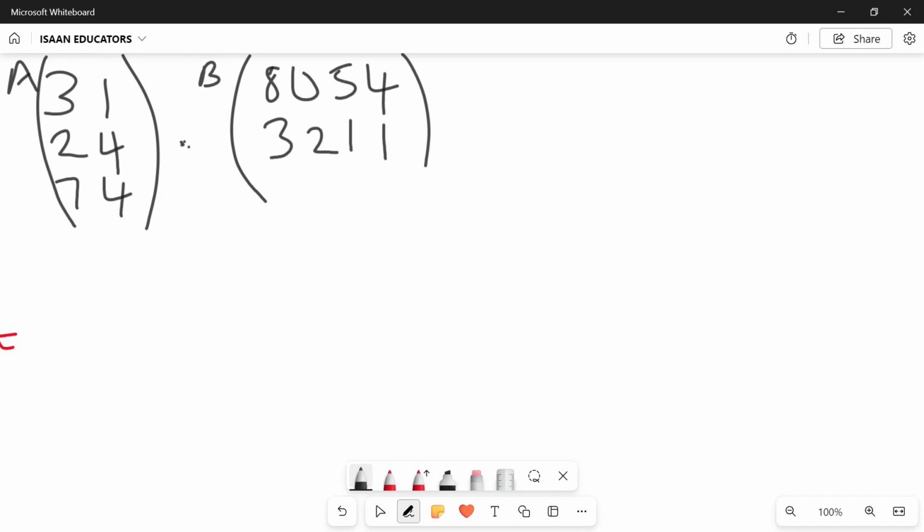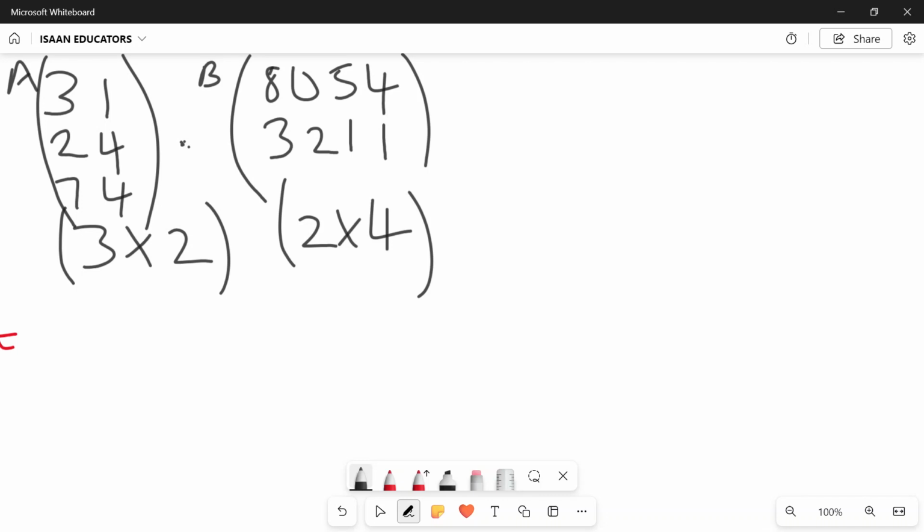This one here is a 3 by 2 matrix, basically because it has 3 rows and 2 columns. And this one is a 2 by 4 matrix, meaning that it has 2 rows and 4 columns. We can see that we have 2 columns and 2 rows. These are equal: the number of columns in the first matrix and the number of rows in the second matrix are equal. This means that these matrices can undergo multiplication.